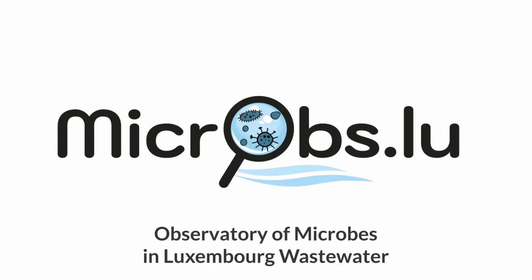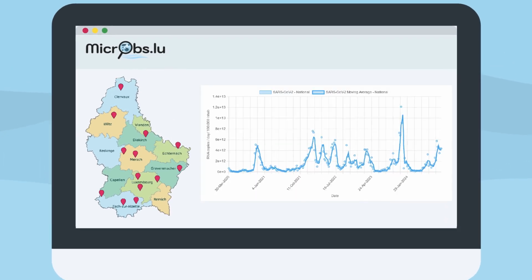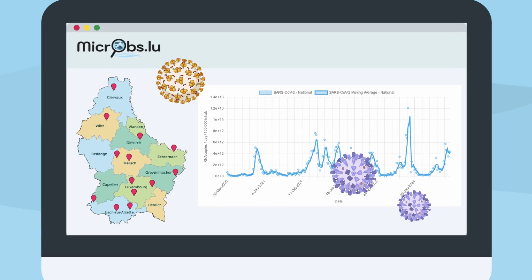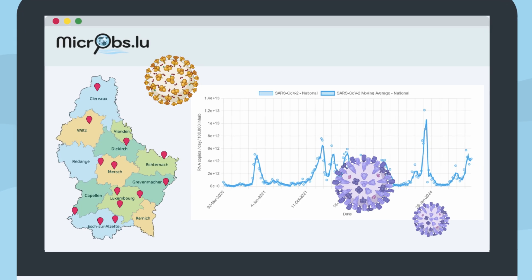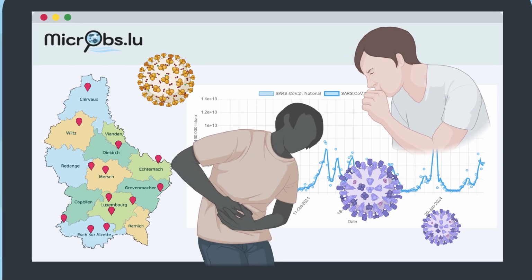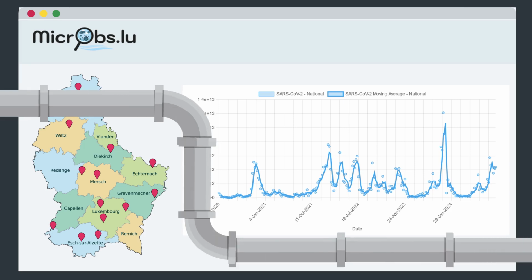Welcome to MicrObs, a dashboard enabling you to monitor the presence, spread, or resurgence of certain pathogenic viruses responsible for respiratory and viral gastrointestinal infections in Luxembourg's wastewater.